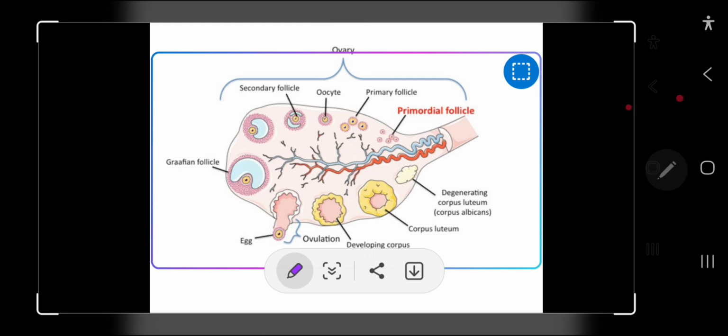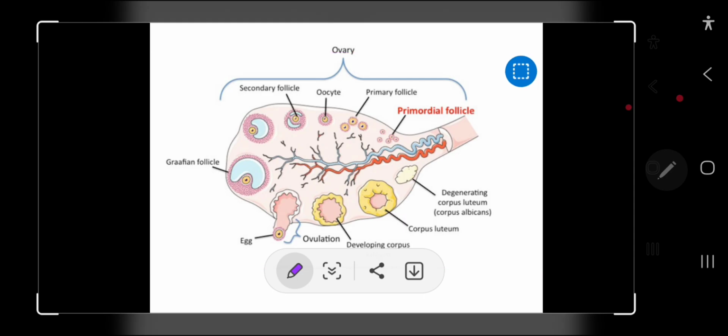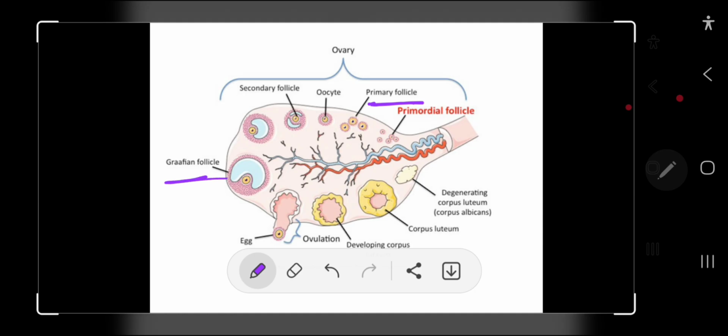This picture demonstrates the ovarian cycle in its three phases. The primordial or primary follicle will grow in the follicular phase up to the Graafian follicle, which is ready for ovulation. During the ovulatory phase, under the influence of LH, there is release of the secondary oocyte, and the remaining theca and granulosa cells will form the corpus luteum.